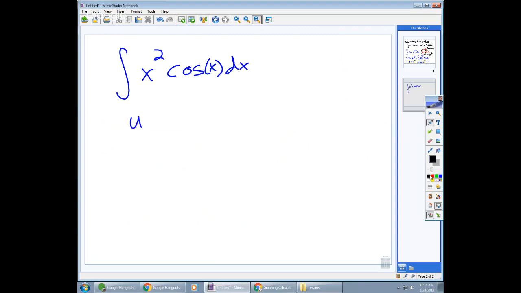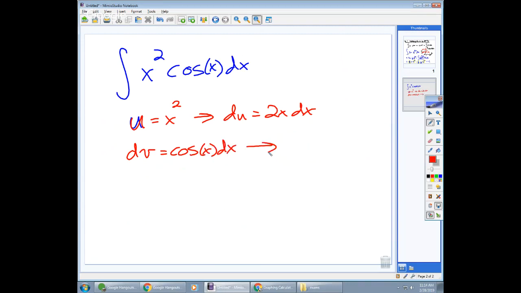dv is cosine. And the nice thing about choosing u to be x squared is then du is 2x dx, which is an easier function to deal with than x squared. Yeah, so that's a good choice for that one. And that means then dv should be the cosine of x dx. Integrating that, we're going to get v equals antiderivative of the cosine, sine. And just double check, what's the derivative of the sine?